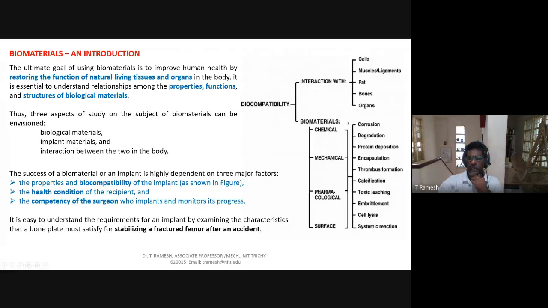Or it may be of biomaterials which should have the necessary chemical, mechanical, pharmacological, and surface properties. So, for example, mechanical in the sense that the biomaterial should have appropriate corrosion resistance, and it should have a biodegradation property, and it should allow protein deposition, encapsulation, and then calcification or toxic leaching, embrittlement, cell lysis, systemic reaction. So all these things are required in the case of the material.